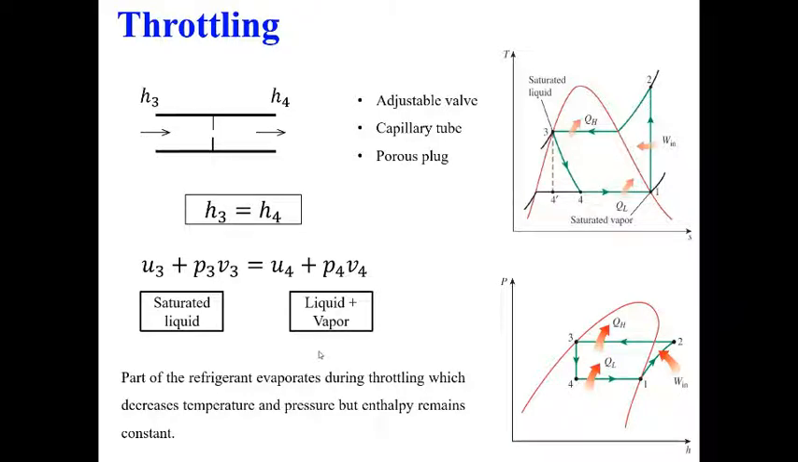But volume will expand. Because we have a change in phase, liquid is changing to vapor, so V4 will be much higher than V3. So although U4 will decrease because of the change in temperature, and P will also decrease, the increase in V4 is enough to balance that, and finally we have a constant enthalpy process. So this is called throttling.